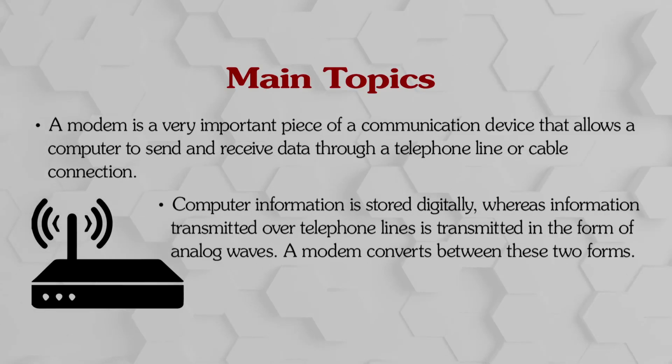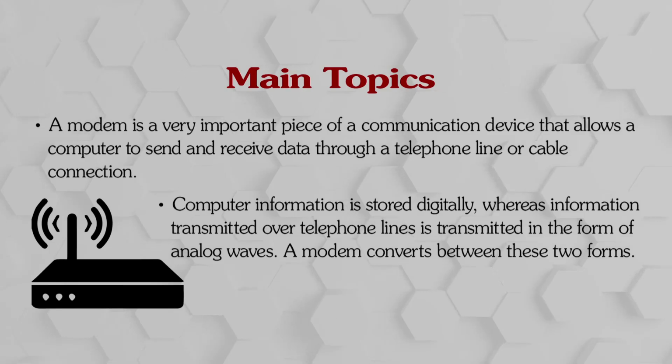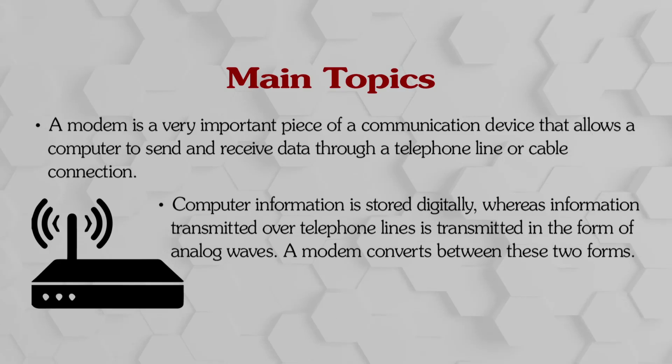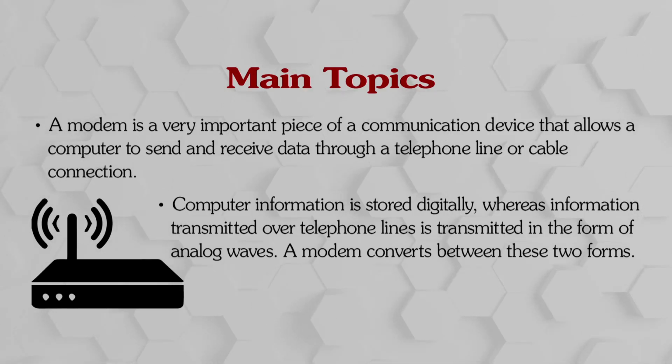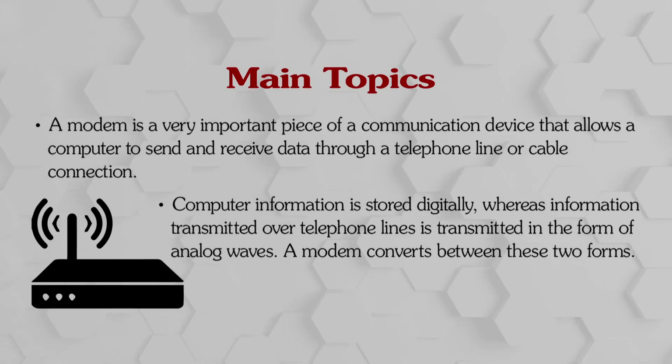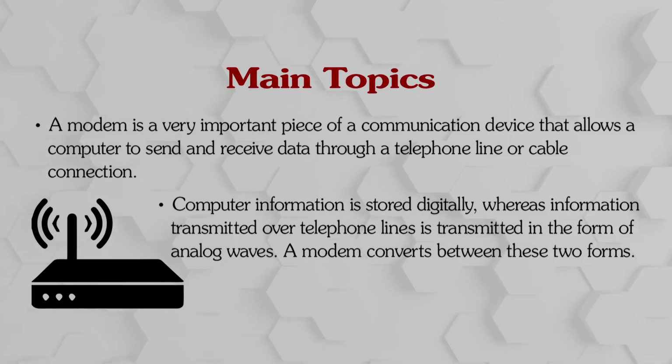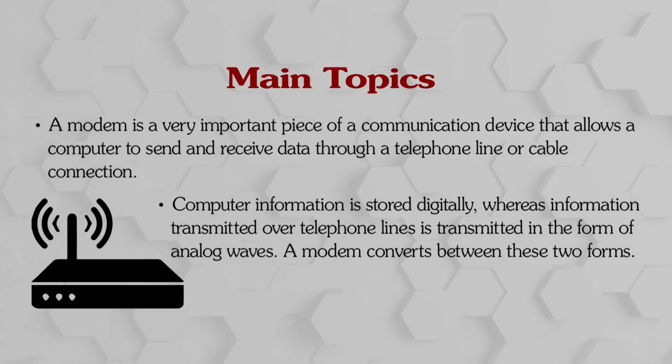Computer information is stored inside the machine digitally or in digital form, whereas information transmitted over telephone lines is transmitted in the form of analog waves. So you recall what is an analog signal or analog wave, or what is a digital signal, what is a digital wave. The modem converts between these two forms. Internally you work with the digital signal, but when you send data on a telephone line from your machine to another machine, it has to be converted into a different kind of signal, already discussed in the previous slide, and modem basically does this kind of conversion.